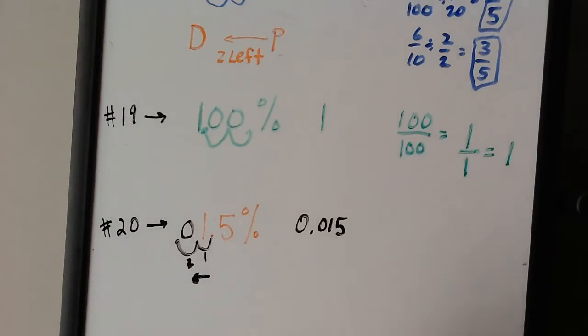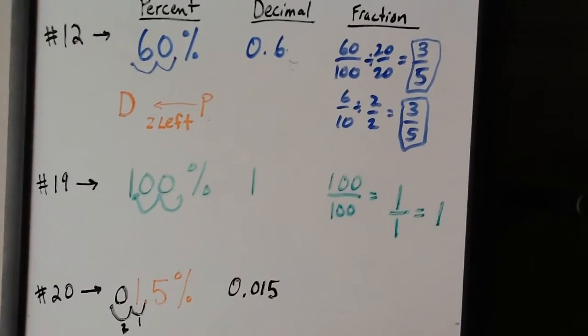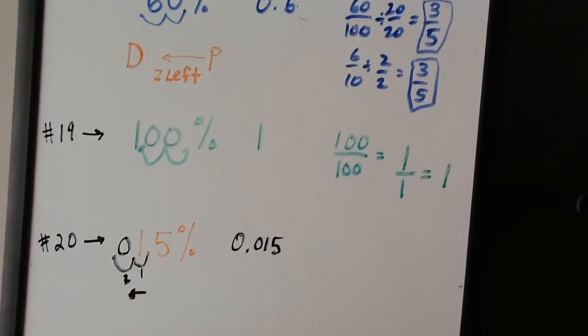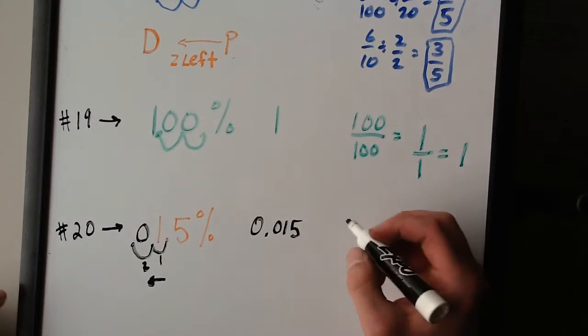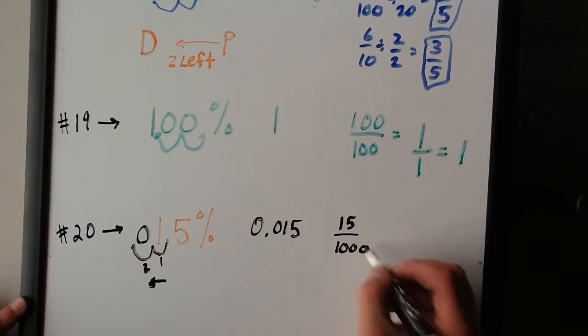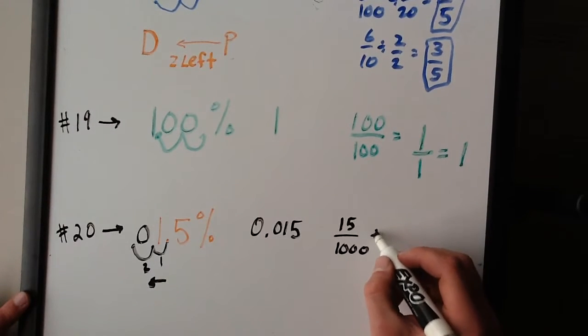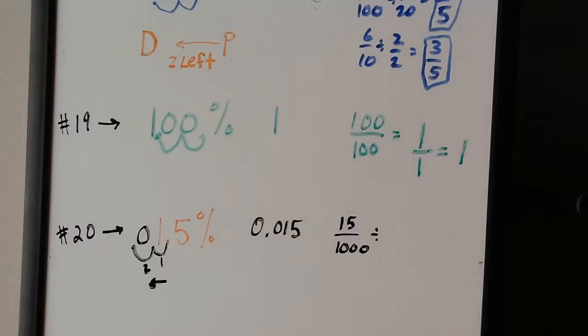I read that number as 15 thousandths. Okay, so if I read it as 15 thousandths, I can write that as 15 over 1,000. That's what that number means, 15 thousandths. I need to simplify that fraction. I need to pick a number that 15 and 1,000 are both divisible by. Since they end in 5 and 0, I know they're both divisible by 5.